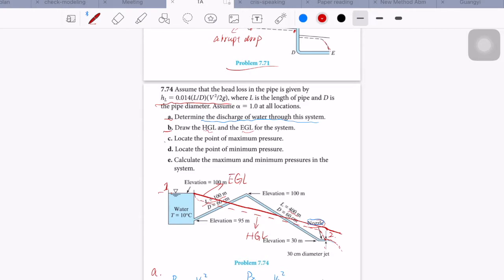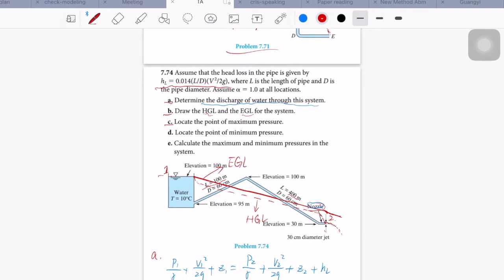For C, we need to locate the point of maximum pressure. So the maximum pressure is at this point. And for D, we need to find the point of minimum pressure. Actually, the minimum pressure should be at this point.